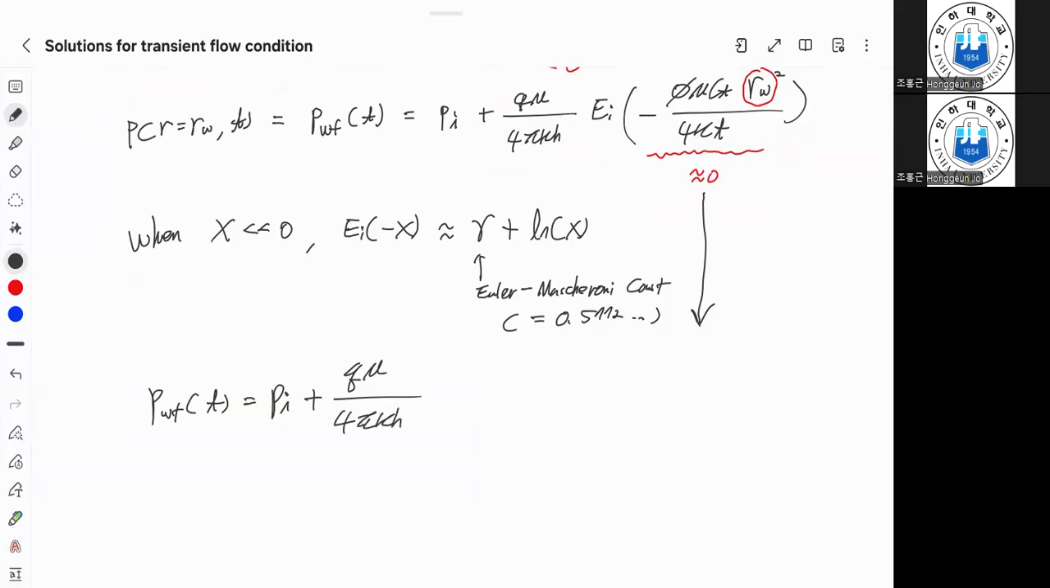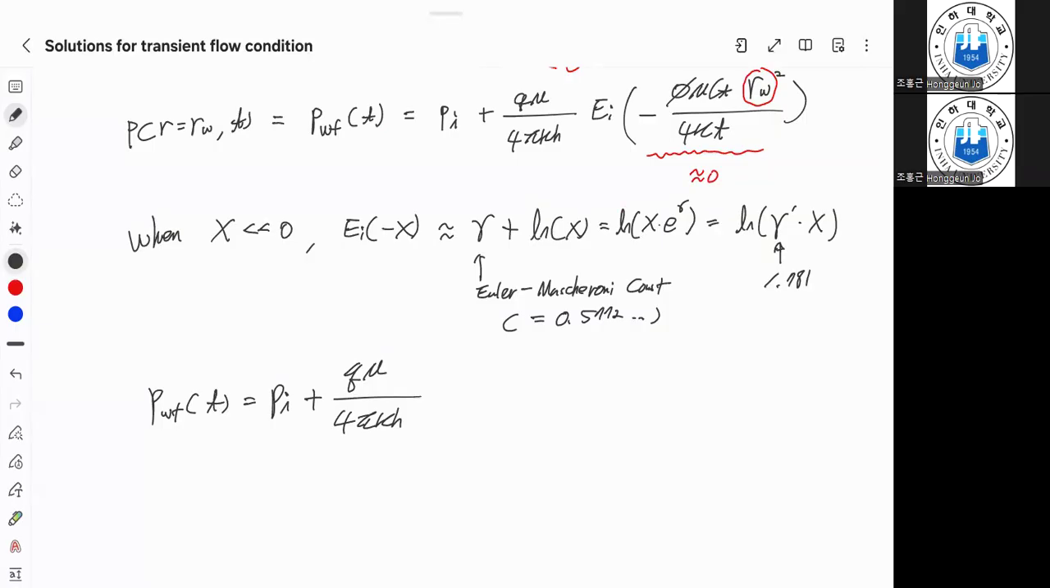So with this approximation, this will be turned into pwf(t) equals pi plus q mu over 4 pi kh, and then here we have this approximation. This approximation can also be written as ln x times e to the Euler constant, and this is equal to gamma prime times x. This gamma prime is now equal to 1.781, which is e to the gamma, e to the Euler constant.